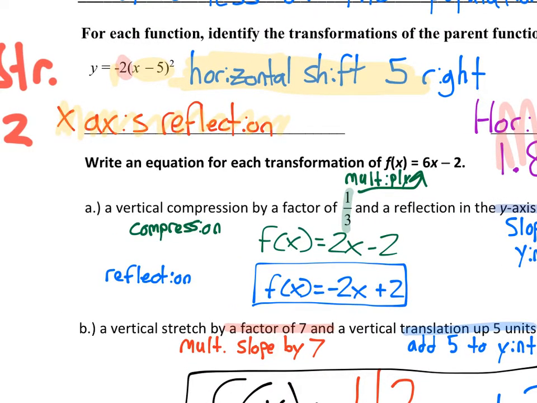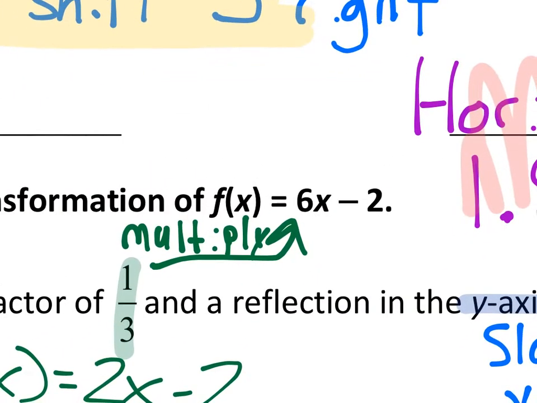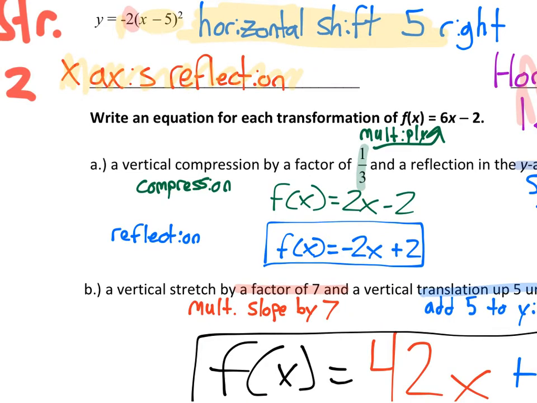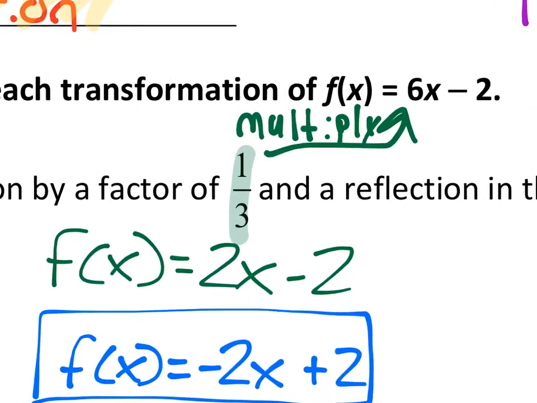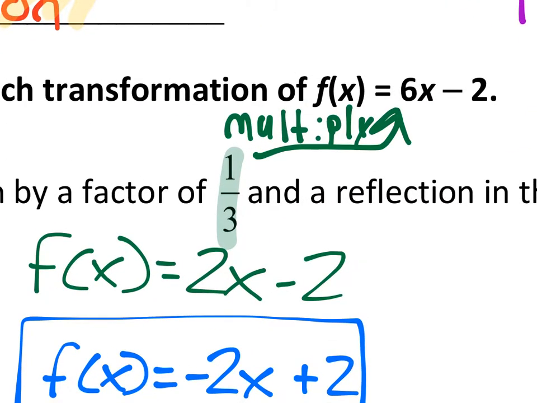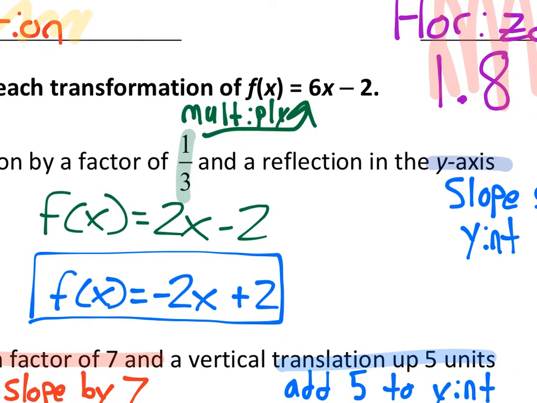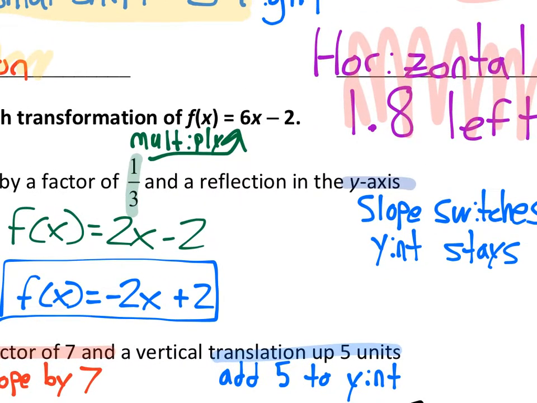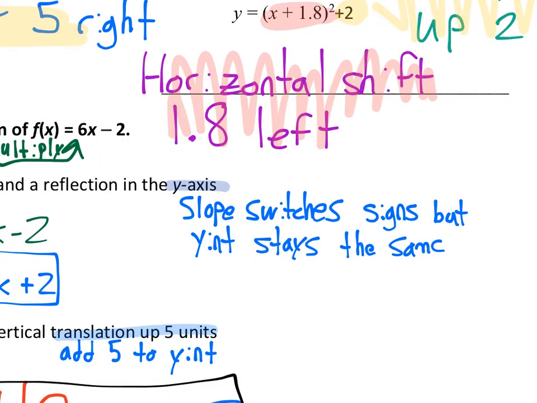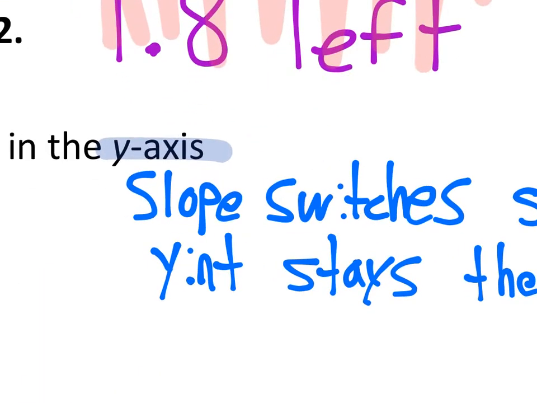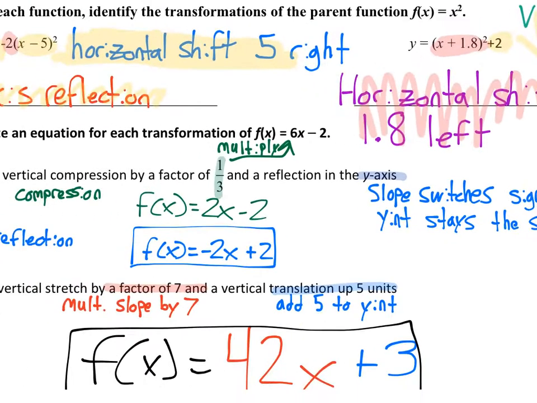Write an equation for each transformation. Here's our f of x equation. They want a vertical compression. That means I'm going to have to multiply 1/3 by that 6 that's already with the x. And then we need a reflection in the y-axis, which is where the slope switches signs, but the y-intercept stays the same. Remember, a y-axis reflection was where only your x term takes on a negative.